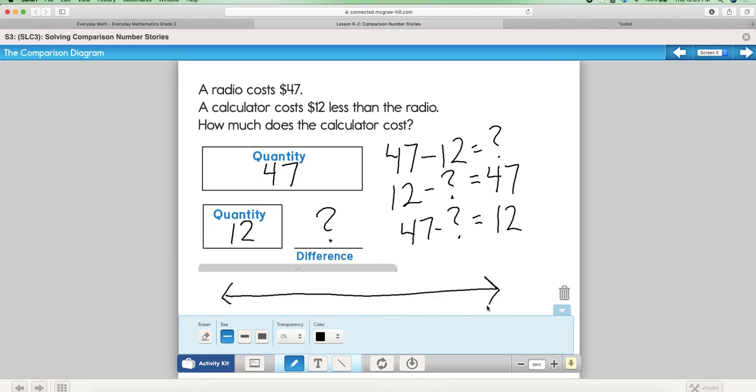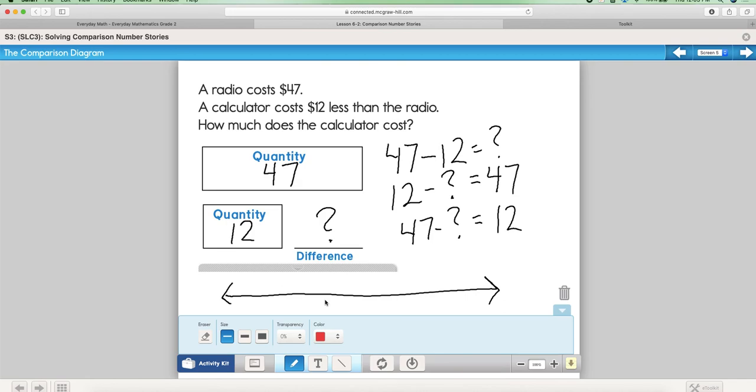Let's see how much this calculator costs. We know that the radio costs $47. We know that the calculator costs $12 less. Now, Alina, how much does the calculator cost? $47. The radio costs $47. How much does the calculator cost? $12. No, the calculator costs $12 less than the radio.